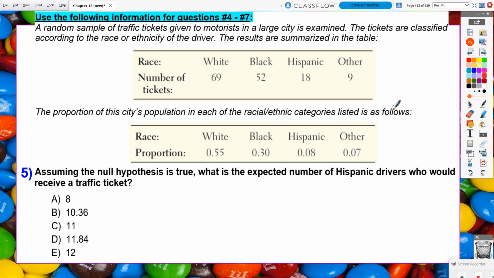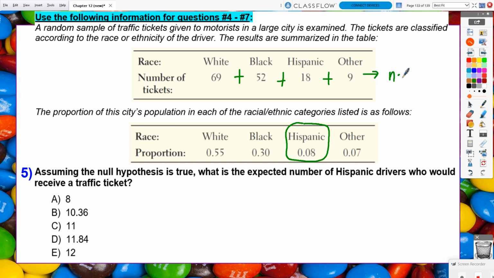Number 5, assuming the null hypothesis is true, what is the expected number of Hispanic drivers who would receive a ticket? Now, in the entire population in the city, 8% of its residents are Hispanic. And we can see that 18 Hispanics actually got a traffic ticket based on this random sample. But if we wanted to figure out how many would we expect to get a ticket, well, first we would need to add up how many tickets were given altogether, right?